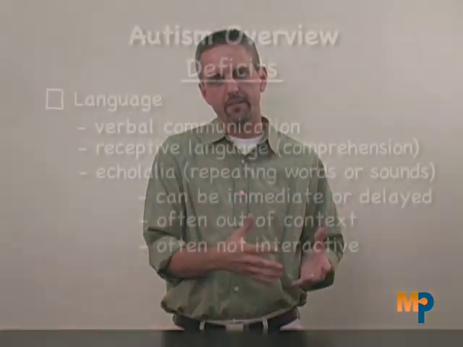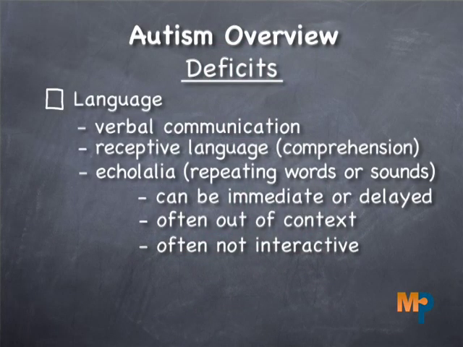So how does that differ from what typically developing kids might do? Well, all children, as a part of typical language development, will exhibit some echolalic behavior. They will repeat back things that they've heard other people say. For kids with autism, it often interferes with their learning and socialization because it often occurs out of context and not as a part of interacting with other people.